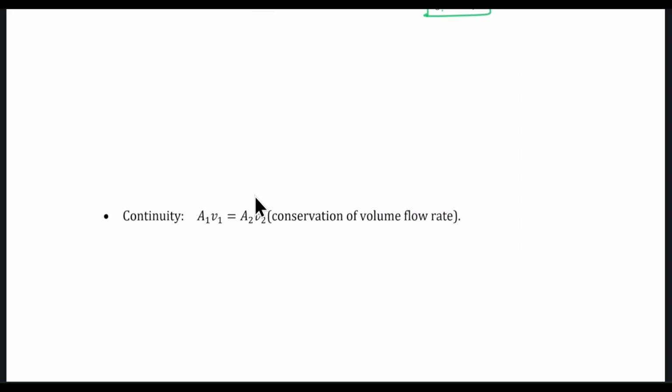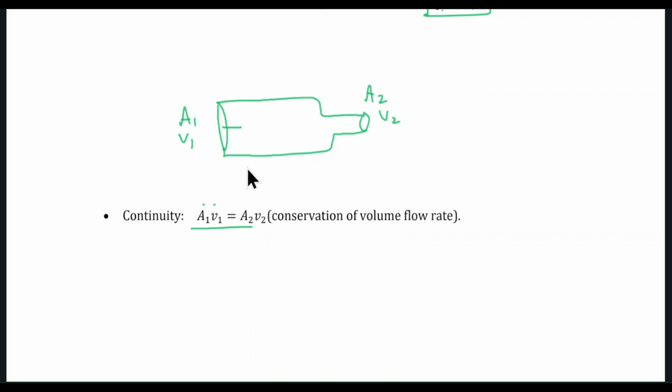The next is the equation of continuity. The equation of continuity just says that the area multiplied with velocity for a liquid at one point is the same as the area multiplied with velocity at the other point. So this is A1, this is A2, this is V1, this is V2. So this relationship will hold. This term is very important. Area multiplied by velocity is called volume flow rate, while density multiplied with area multiplied with velocity is called mass flow rate. Remember, these terminologies are really, really important.